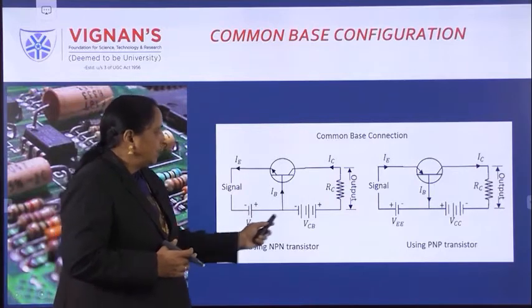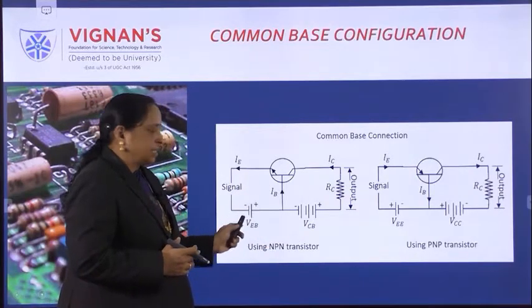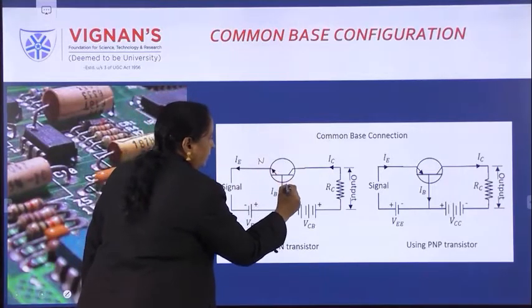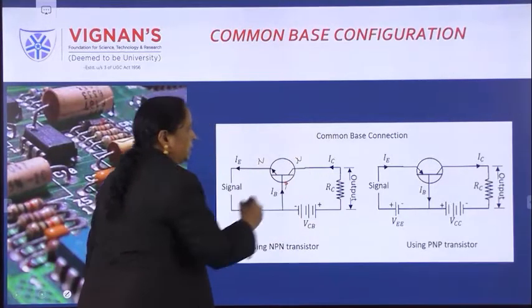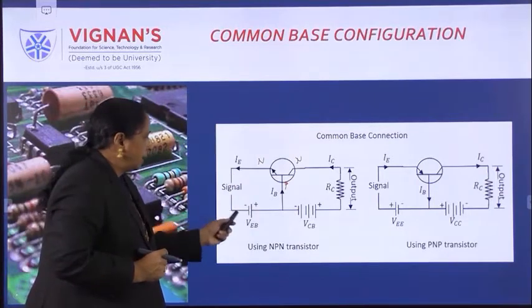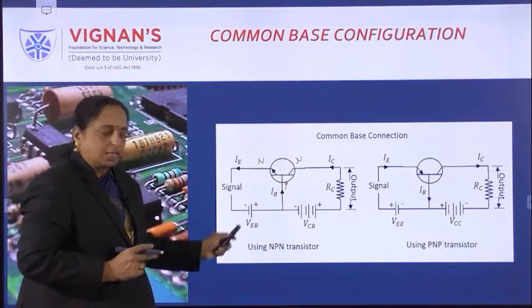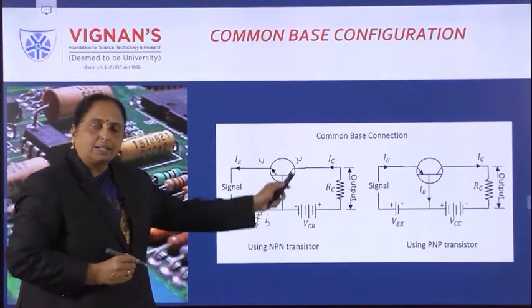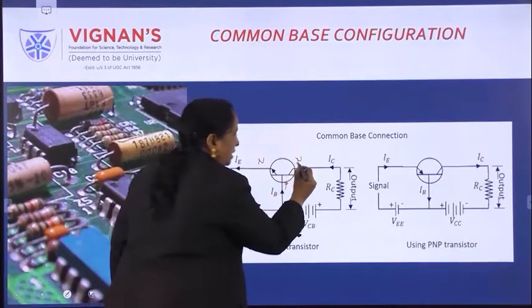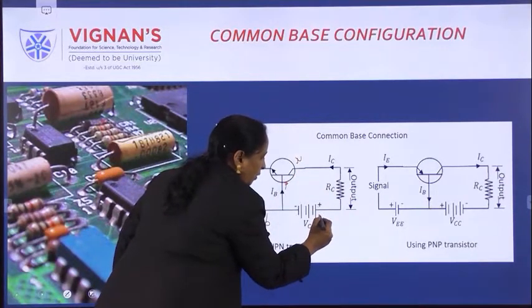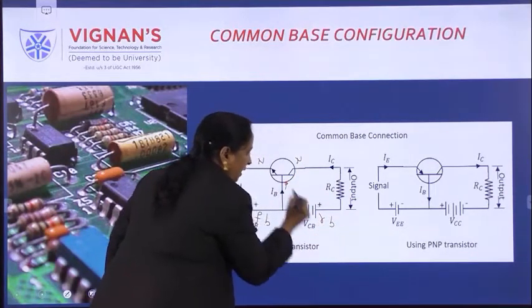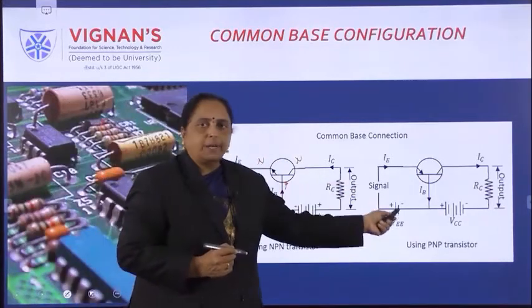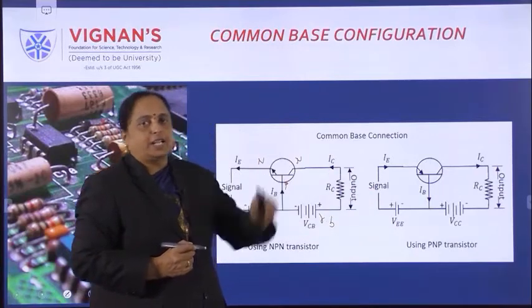Here the default thing is that the emitter base junction is forward biased. See, this is an NPN transistor. N negative, P positive. This is perfectly under forward bias condition. And the collector junction is reverse biased. This is N material. N is connected to positive and P is connected to negative. So this is under the perfect active region. Similarly, the PNP transistor is also under the perfect active region.